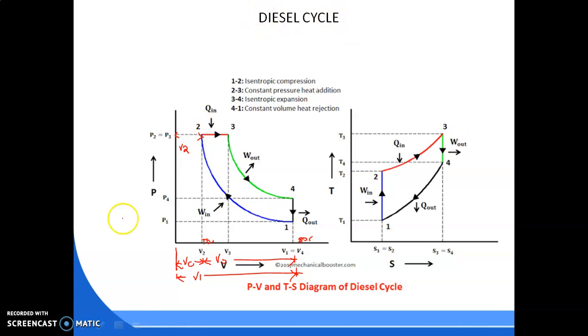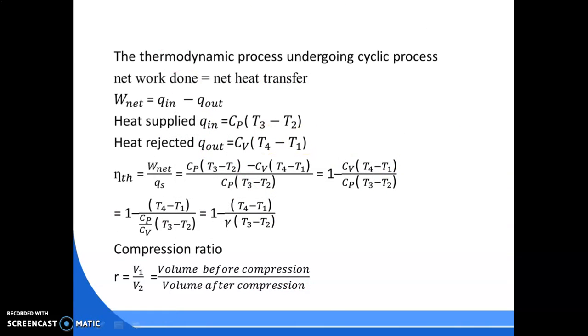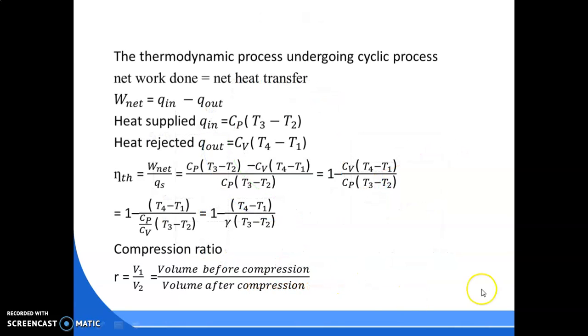Then we will derive the equation for thermal efficiency. Why is it called a cyclic process? It starts at one point and ends at the same point, so the initial and final states are the same. That is known as a cyclic process. If you apply the first law of thermodynamics to a cyclic process, the net work done is equal to the net heat transfer. So W net is equal to Q in minus Q out.